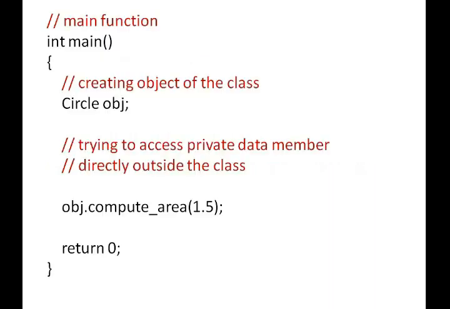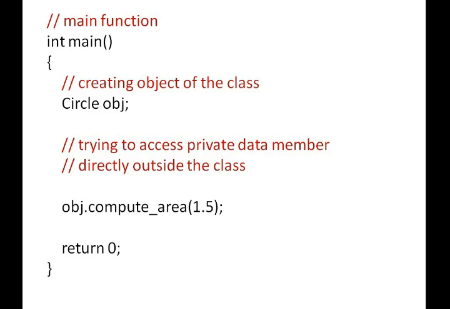Here is the main program. Circle obj, creating an object. Circle is the class name, obj is the object name. Now a private member variable is defined inside this object. We cannot access that private member variable from here, but we can access the public member function from here. In the next statement, obj.computeArea. It is a function call with a parameter.